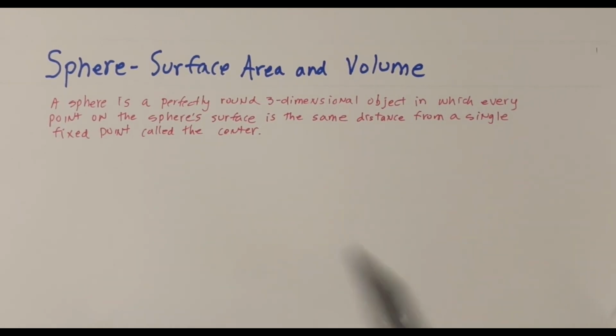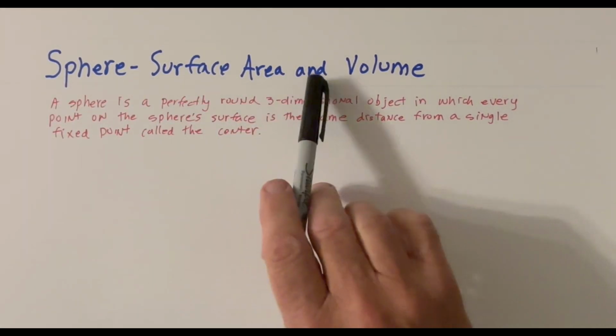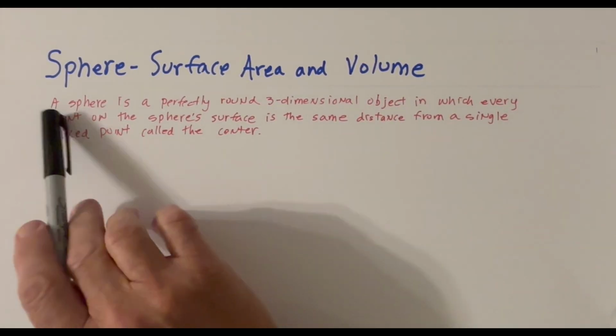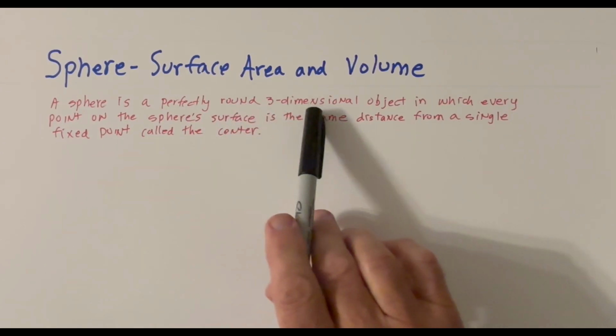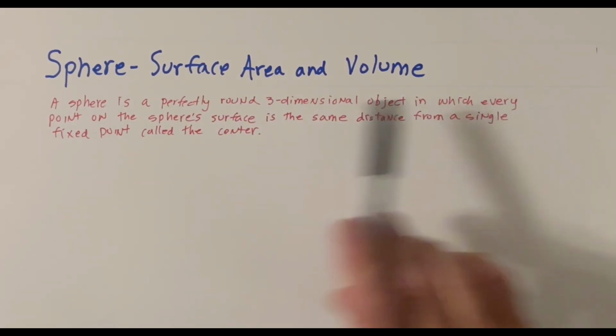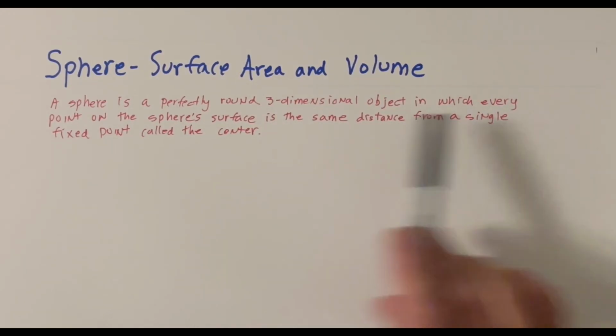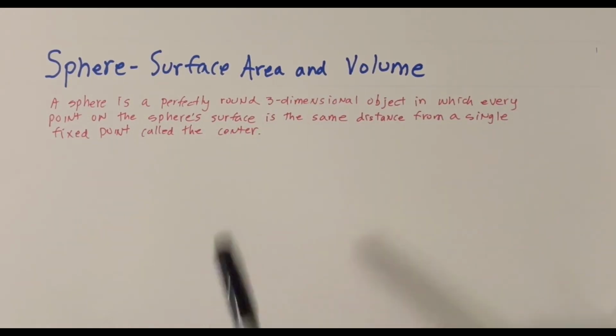Welcome to my video on a sphere, surface area, and volume. So first, let's give a definition of a sphere. A sphere is a perfectly round three-dimensional object in which every point on the sphere's surface is the same distance from a single fixed point called the center.